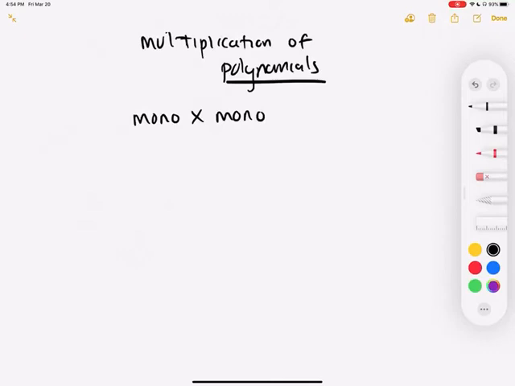So for example, if I have something that looks like 6x to the power of 4y squared, and I'm multiplying this by 3x to the power of 7y. This is a multiplication of two monomials. There's only one term in the first parenthesis, there's one term in the second parenthesis. So that's why this is a monomial times a monomial.